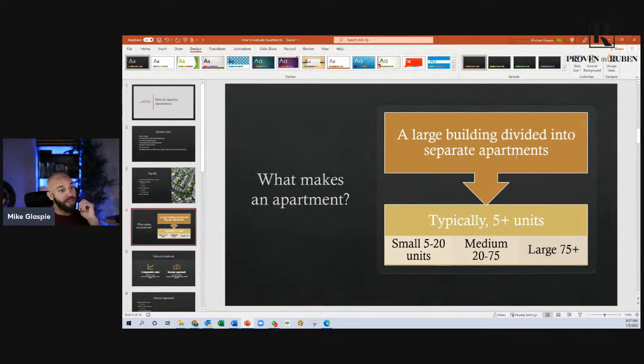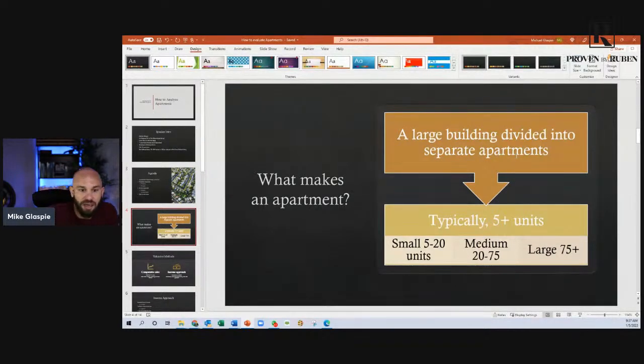And so what I've done is I made a little slide deck here. You consider small apartments anywhere from 5 units to 20 units. All right. Medium from about 20 units to 75 units, and large about 75 units and above. But it doesn't matter. The valuation method doesn't change much. All right. We're going to cover that.